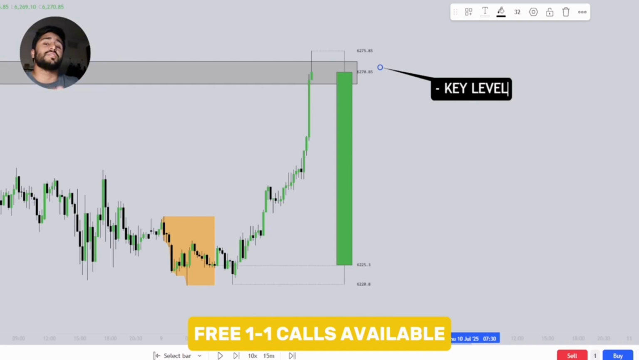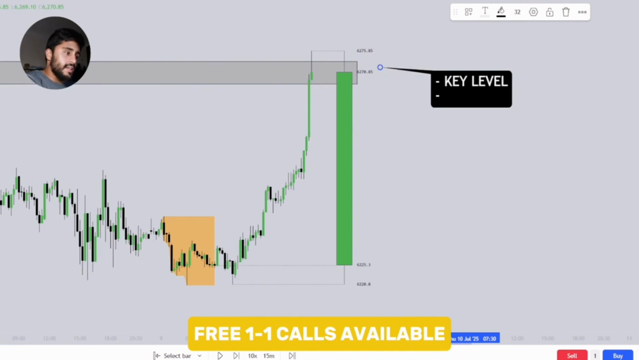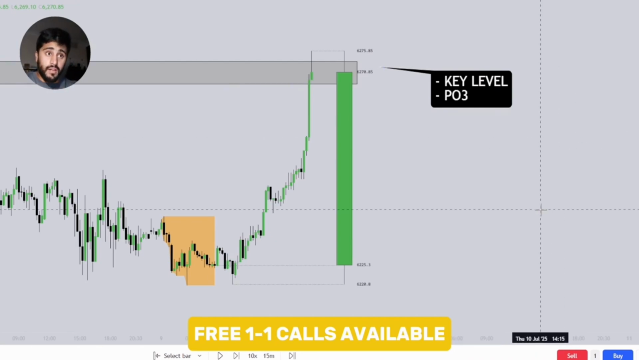And hence take a lot fewer losses if they simply waited for price to hit a key level or a POI, a point of interest. So we want to see a key level. We want to see a PO3 alignment. So what do we mean by a PO3 alignment? This is a power of 3 alignment.